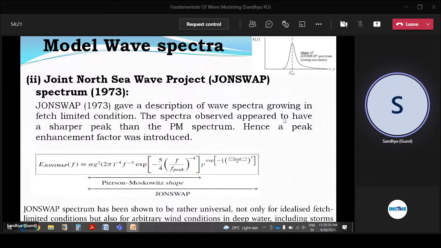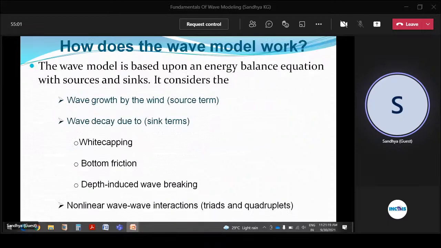And from these observations, more elaborate than the PM observations, they observed that the peak of the spectra is more pronounced. So they modified the PM spectrum with a peak enhancement factor. The peak enhancement factor was introduced to the PM spectrum to give the JONSWAP spectrum. So it is observed that in most sea states, ultimately this JONSWAP spectrum is realized. So this spectrum is used for most engineering applications.